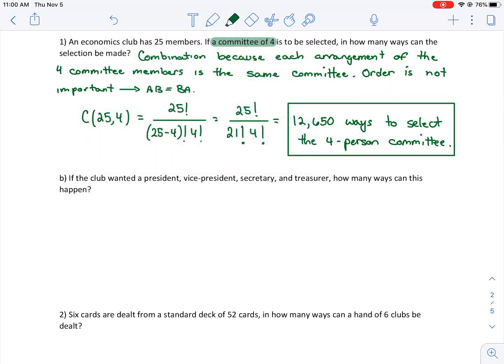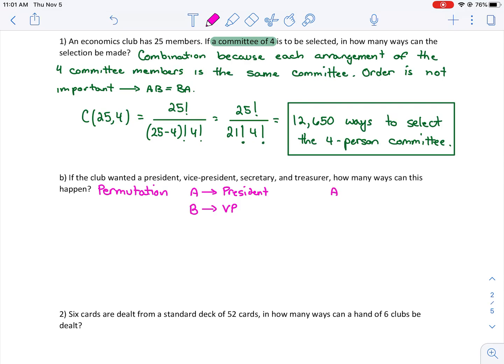Okay, part B. If the club wanted a president, vice president, secretary, and treasurer, how many ways can this happen? All right, my claim is that this one is a permutation, and that's because if A was president and B was vice president, that is not the same as A being the vice president and B being the president.